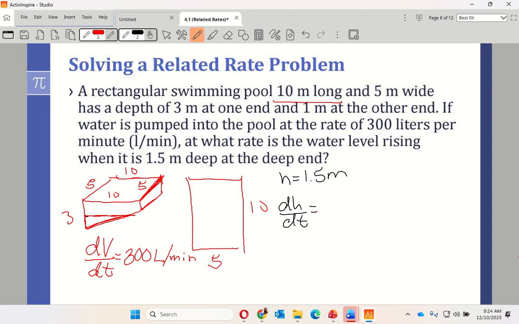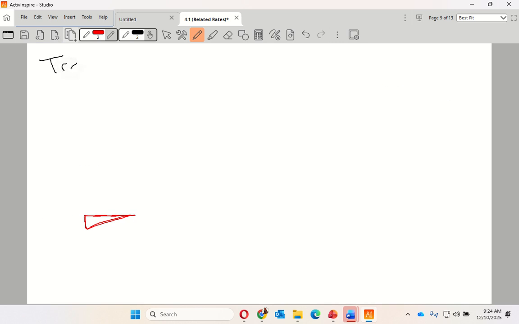Now, we have to be able to make a volume equation out of this. And that's why I mentioned the trapezoid. My trapezoid is right here. Do you guys remember the formula for a trapezoid? Did it really just transfer over to the next page? Yeah. Okay. So trapezoid formula.